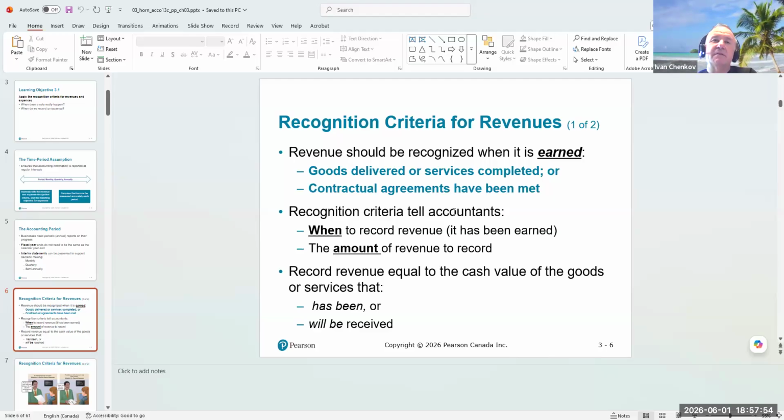Did they provide the pizza to me? Again, let's go back: I'm paying, but not yet. So that will be the right answer. Can they recognize the revenue? Not yet. What has to happen for them to recognize the revenue? They have to deliver the pizza, or I have to go and get the pizza. Make sense?